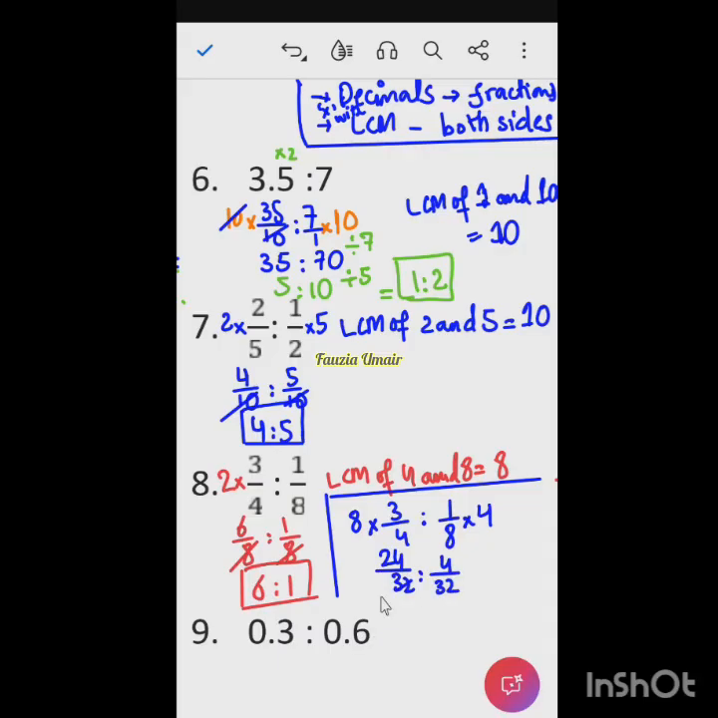Yes. So this 32 will be cancelled, so it would be 24 ratio 4. So can I divide it with any number, or is it the simplest form? Yes, ma'am. We can divide it by 4 again. So it will be 6 ratio 1. So anyhow, the answer will be same. Can you see this is same as this one?